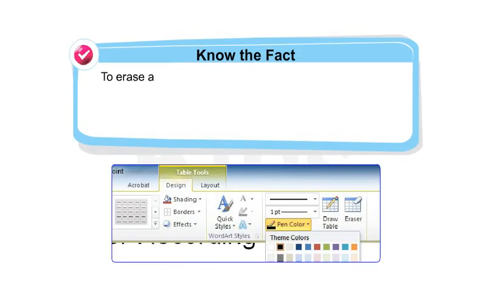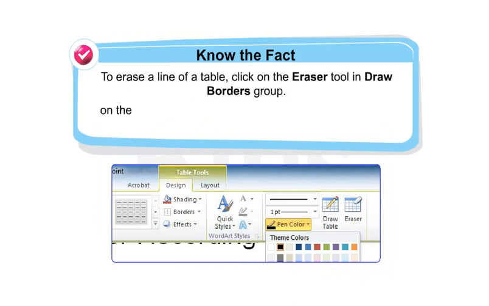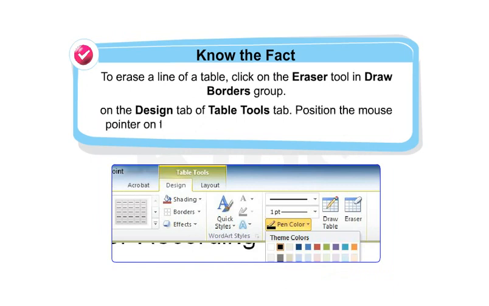Students, note the fact: to erase a line of a table, click on the Eraser tool in the Drawing Borders group on the Design tab of Table Tools tab. Position the mouse pointer on the line that you want to erase and click on it.